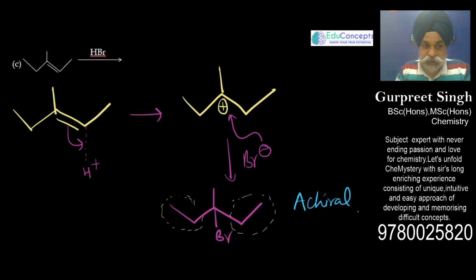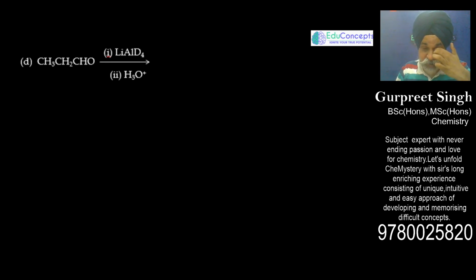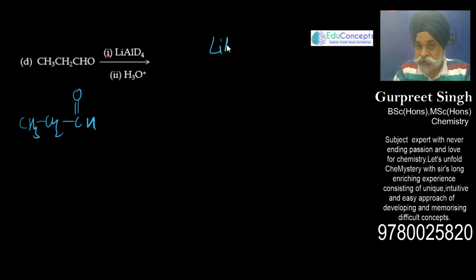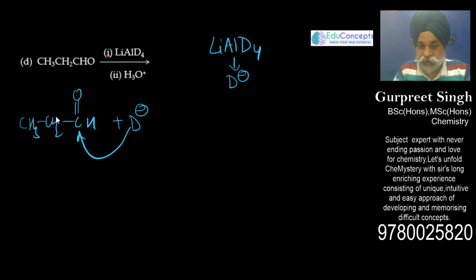Now let us see the last option, D. The D option has lithium aluminum hydride. As we have told you a number of times, lithium aluminum hydride is a source of H negative, but this is deuterated lithium aluminum hydride, where one of the hydrogens is replaced with deuterium, so it is going to give D negative. The D negative coming from the lithium aluminum hydride would attack the carbonyl carbon. This is nucleophilic addition.